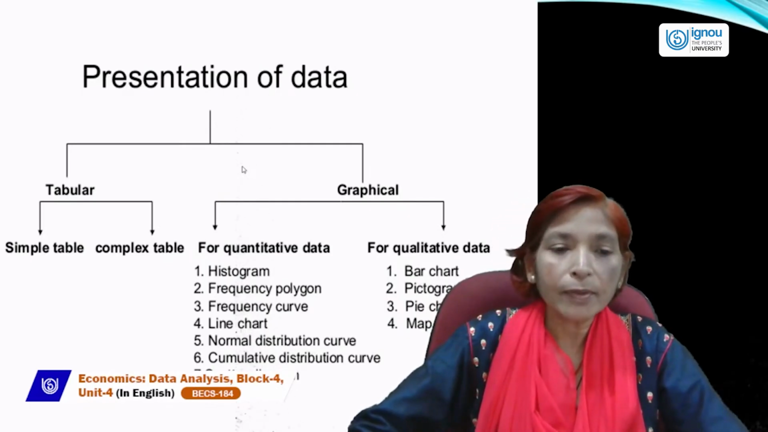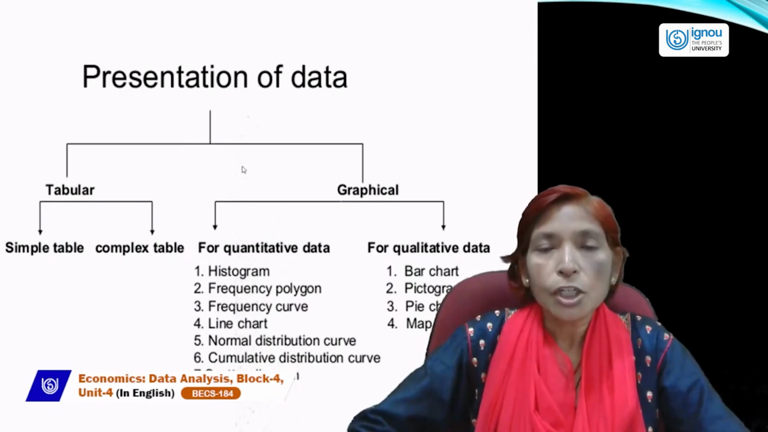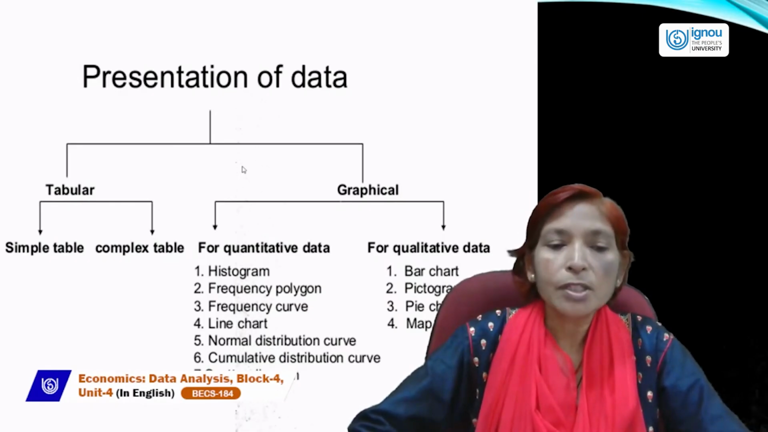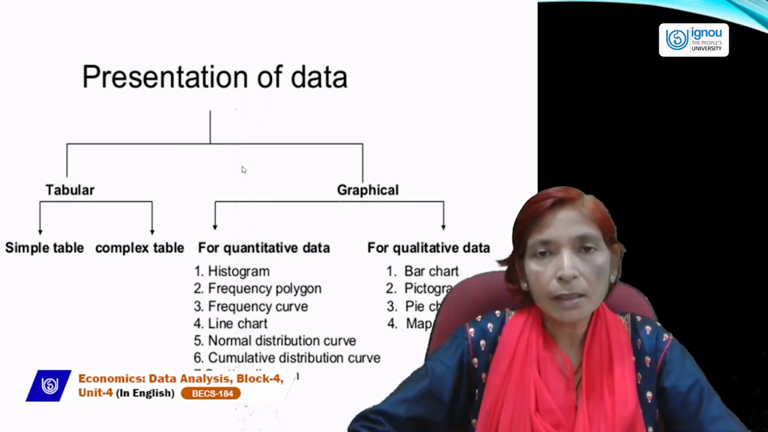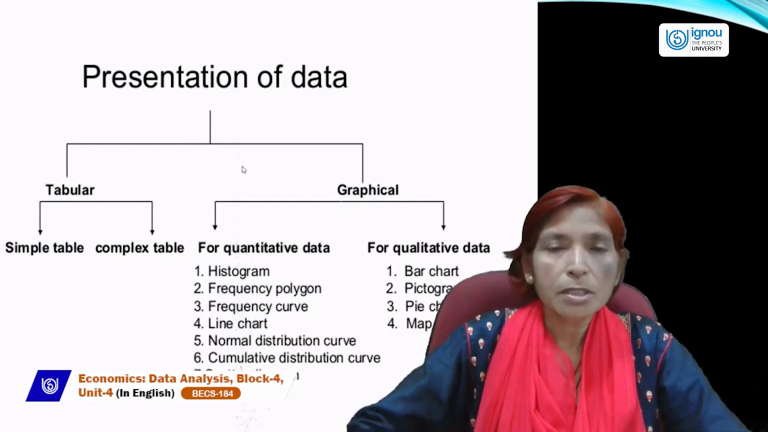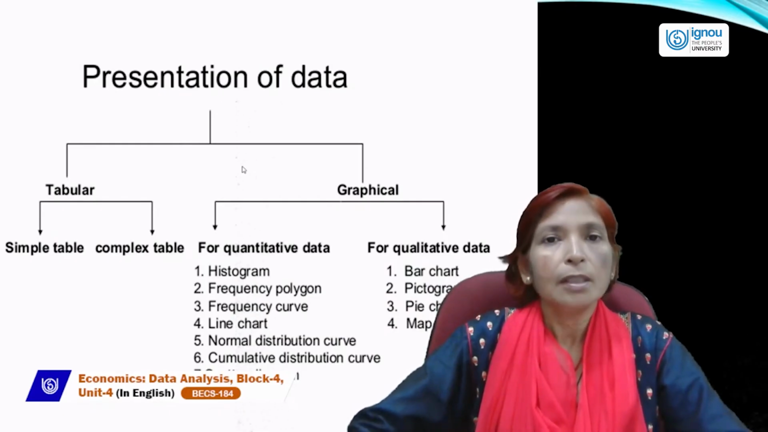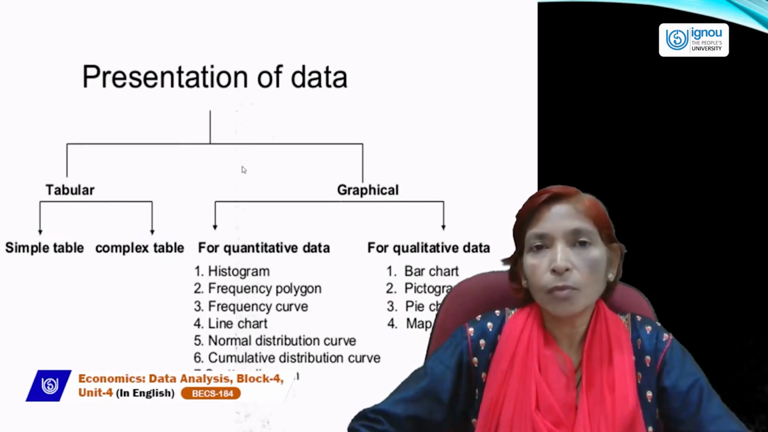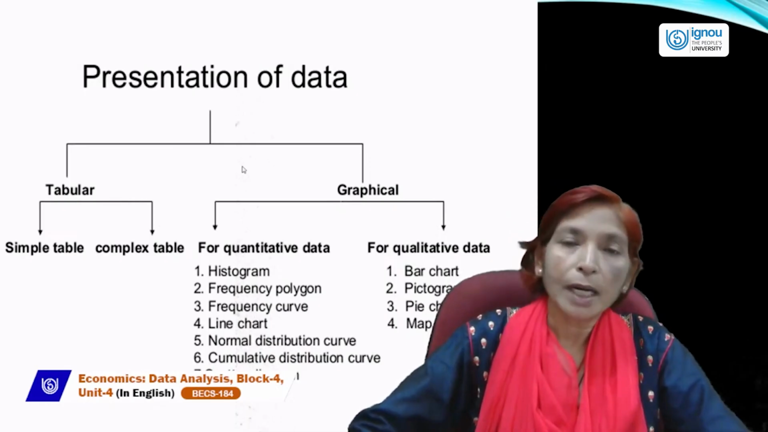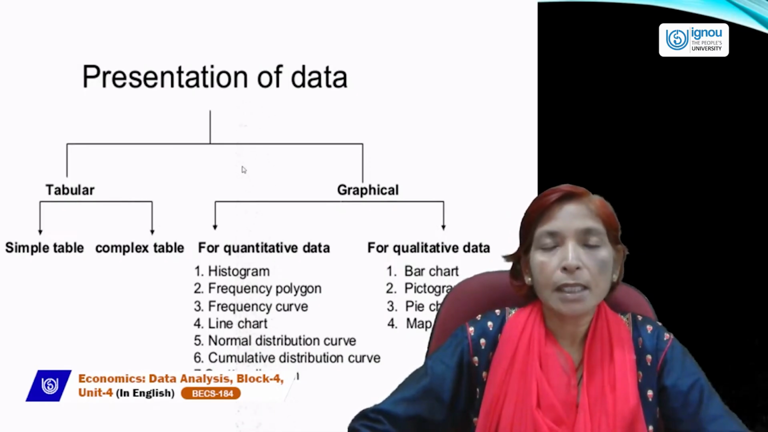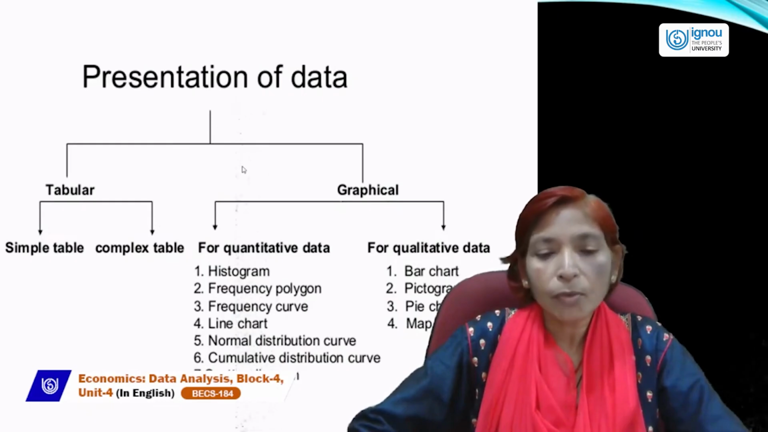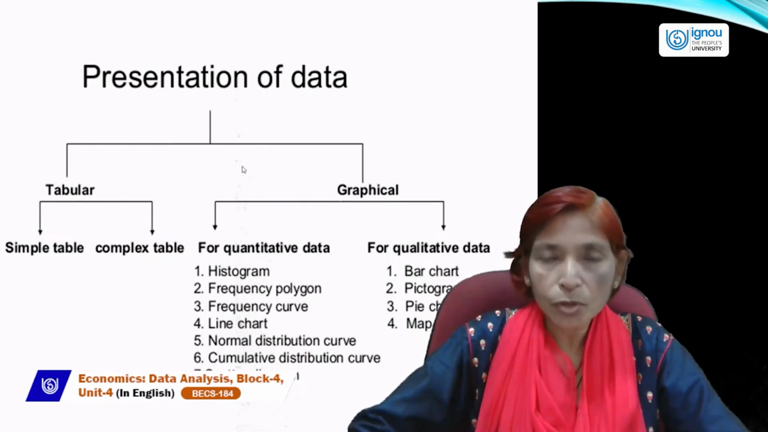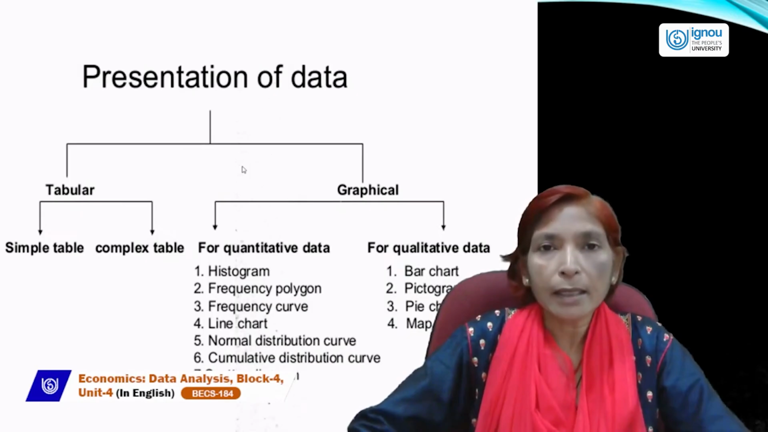So quantitative data can be shown graphically with the help of histogram, frequency polygon, frequency curve, line chart or time series graph, normal distribution curve, which is a bell-shaped curve, or which shows symmetrical distribution in which mean, median, mode are equal, and another is the ogive curve, also known as cumulative frequency curve or cumulative distribution curve. And next is scatter diagram.